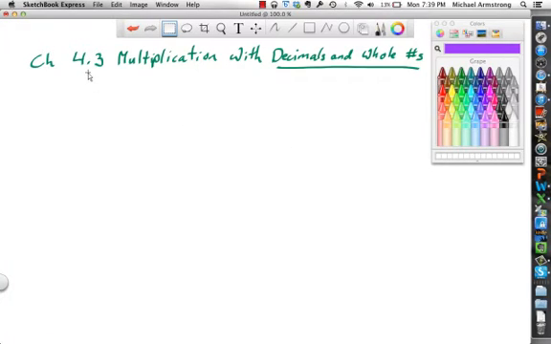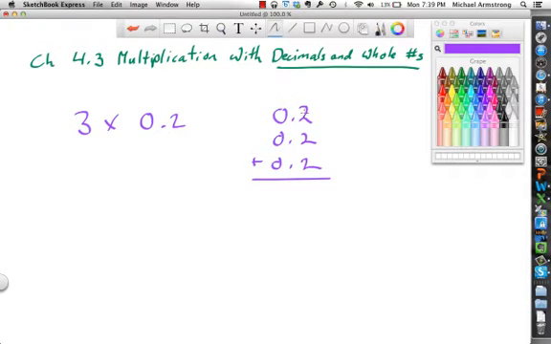Okay, here we are, chapter 4.3, multiplication with decimals and whole numbers. We worked on this in the last lesson, something very similar. We did things like 3 times 0.2. We realized that 0.2 is just being added 3 times. And we drew pictures, but we can see that we're just adding repeatedly to get an answer.